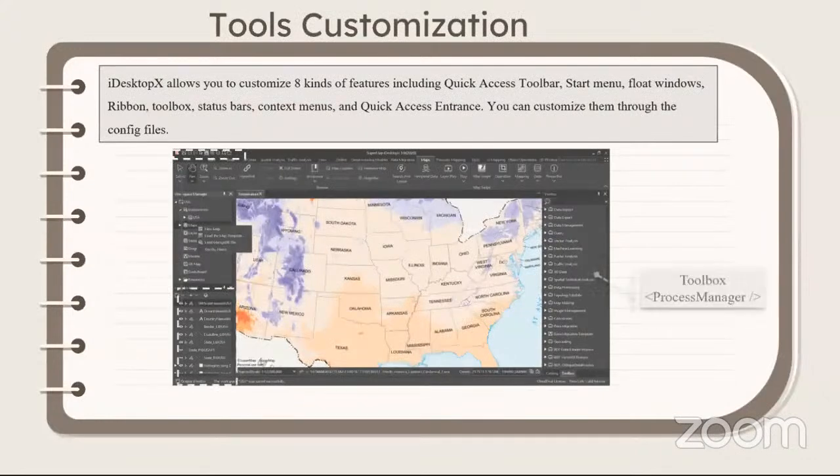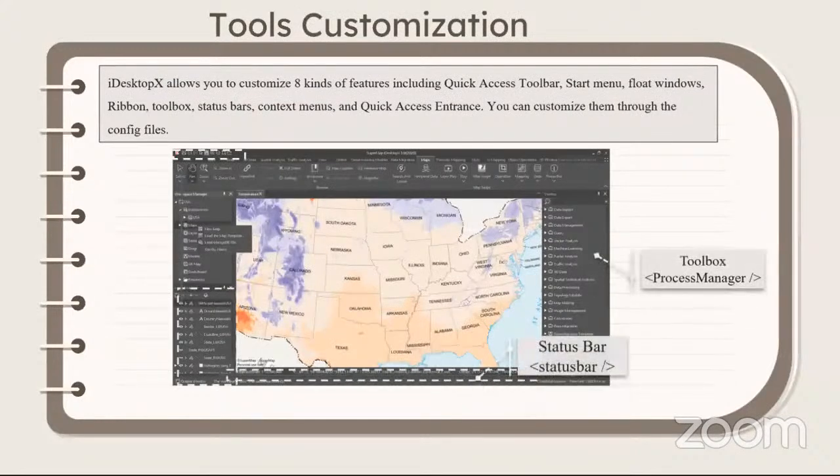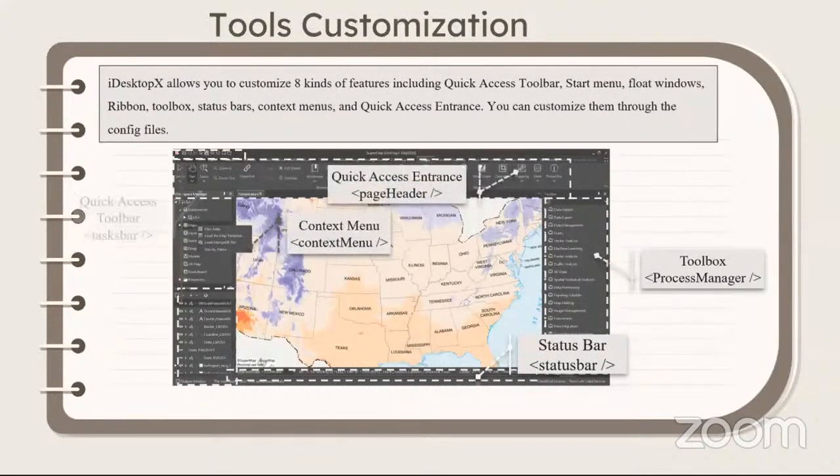Okay, lastly, SuperMap iDesktopX also supports tools customization, where it allows you to customize 8 kinds of features, including the quick access toolbar, the start menu, the float windows, the ribbons, the toolbox, status bar, context menu, and quick access entrance. We're going to learn this maybe in week 3, if I'm not mistaken, for the tools customization.